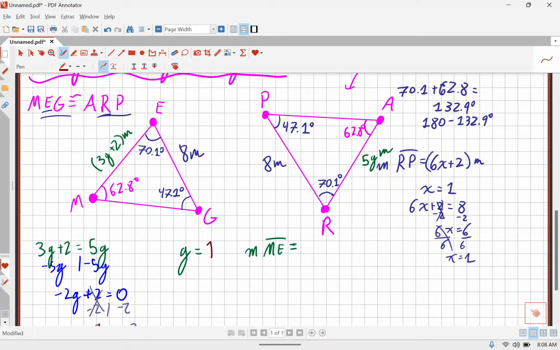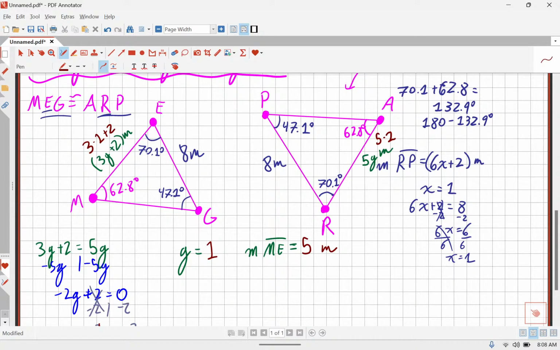But how is that going to help me out with what the measure of ME is? Let's see here. Eliana, how am I going to use that to find out what the measure of ME is? How did you get that? Oh, very good, because that would be 5 times 1, and 5 times 1 is 5. That has to be the same. Very good. You could also think of it as 3 times 1 plus 2. Either way you slice it, it's 5 meters.